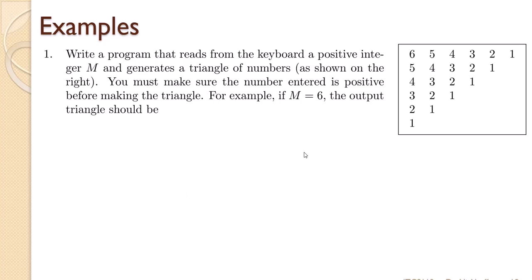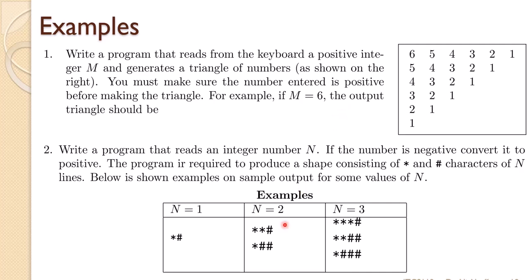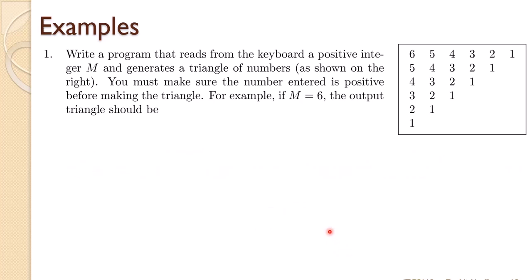Two kinds of problems. The first one is printing a table of numbers. The other one will be printing a table of shapes, see, stars and hashes. And we will follow the same idea that we're going to follow for printing a table of numbers.